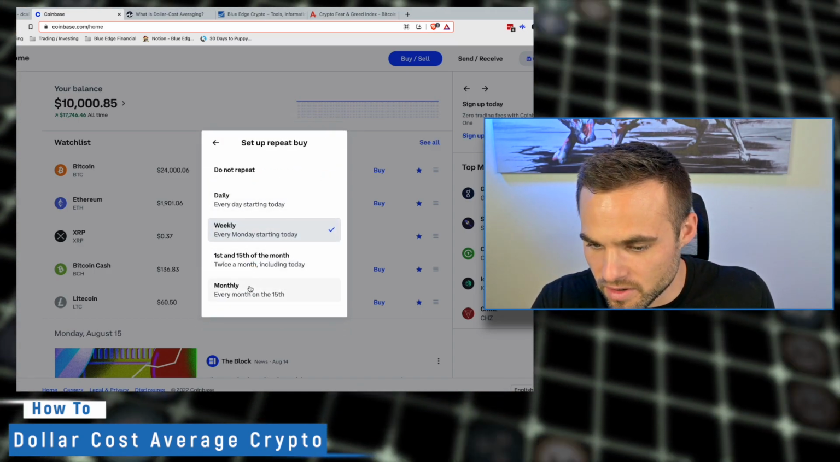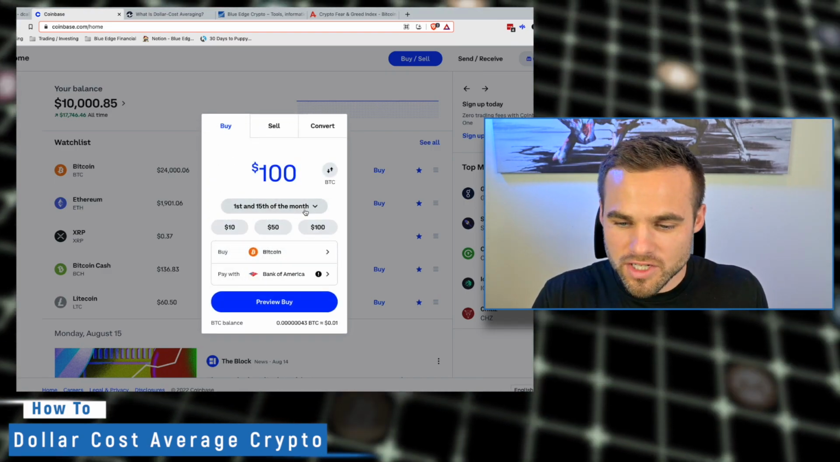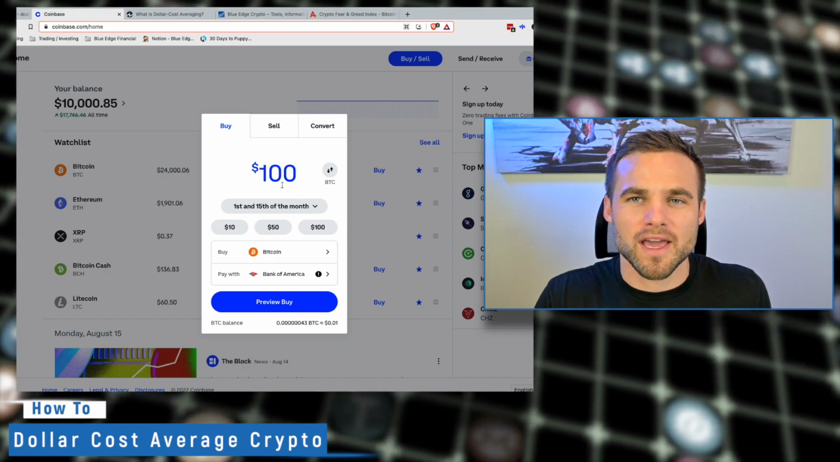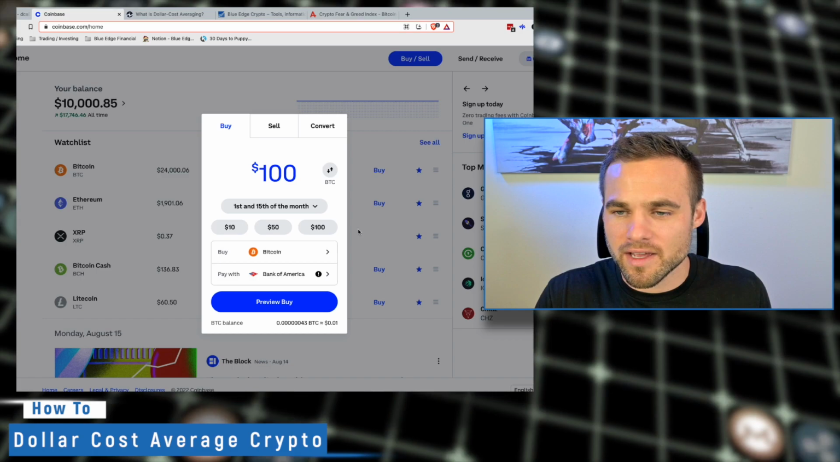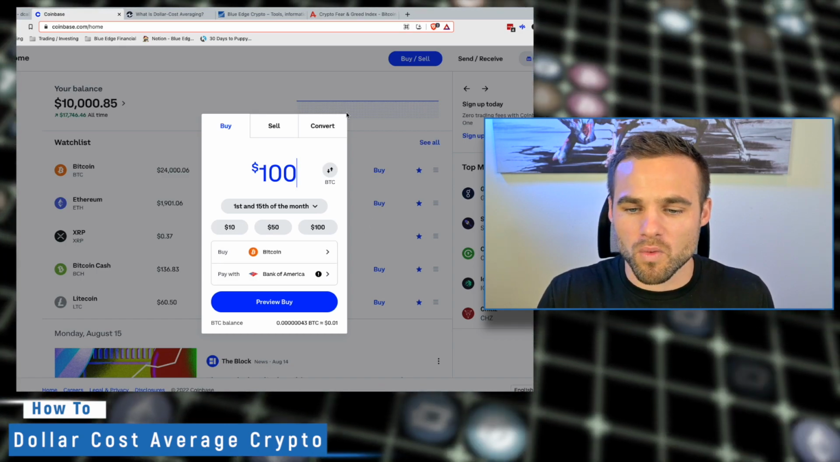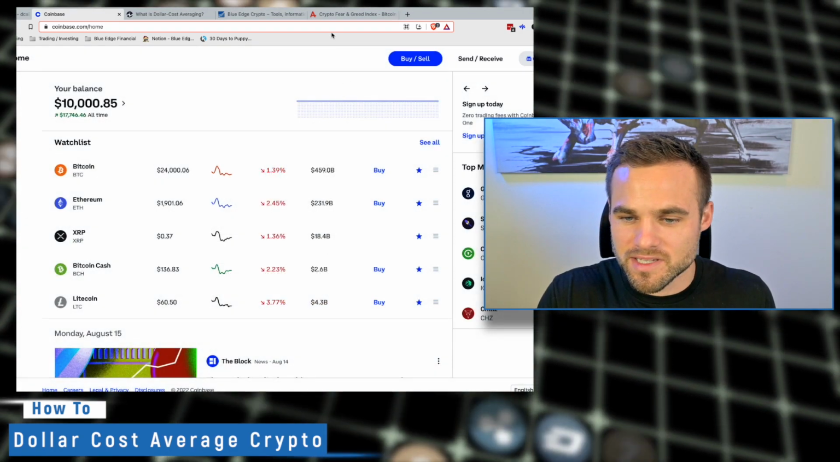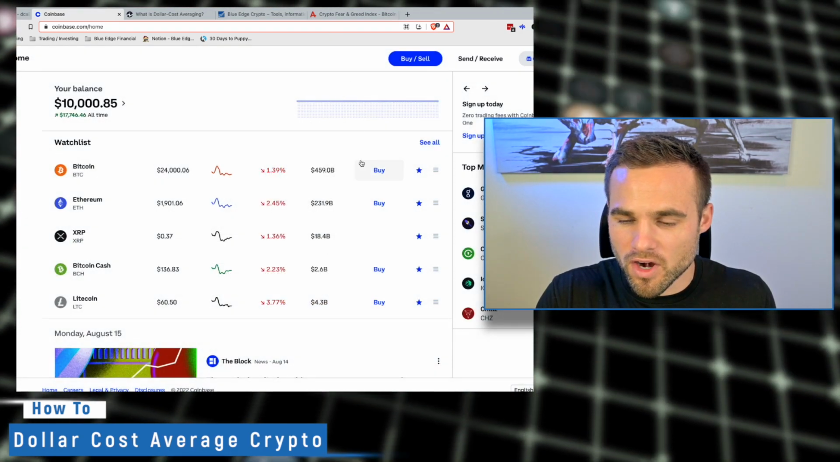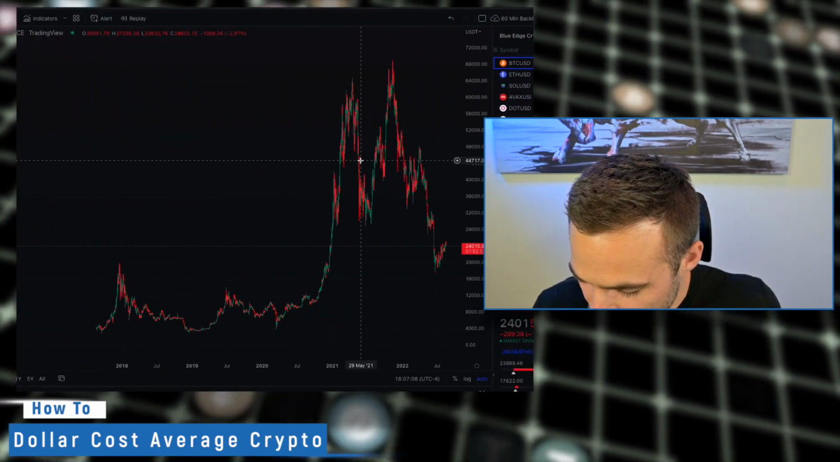If you wanted to buy $100 on the 1st and the 15th of each month, then you could do that as well, just like this, okay? And then you click preview buy and you just buy. It's simple. Your broker, Binance or Gemini or Kraken or Crypto.com or whatever your broker is, they probably have some sort of automatic recurring investment situation. So this is by far and away the easiest way to get started with dollar cost averaging, is simply doing automatic buys.